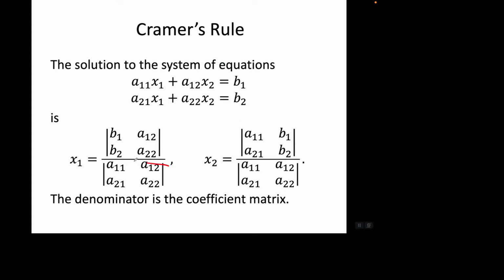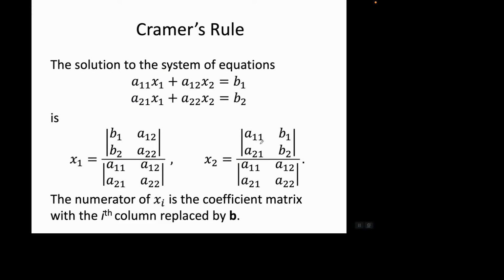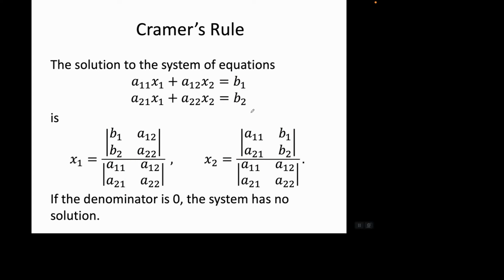The denominator is the coefficient matrix. So you've got the coefficient matrix for the system of equations, no big deal there. And the numerator of x sub i is the coefficient matrix with the ith column replaced by b. In other words, if we're dealing with something of the form Ax equals b. So in this case, for example, x1 is just the coefficient matrix on the top with the first column replaced by b1, b2. x2 is just the coefficient matrix on the top with the second column replaced by b1, b2, because it's x2. If the denominator is 0, the system has no solution.